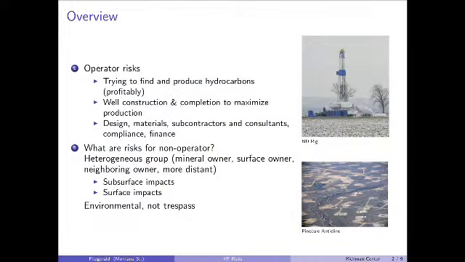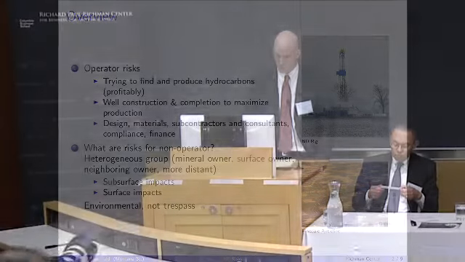As we talk about non-operators, we're talking about a much more heterogeneous group of people. Sometimes it's a royalty owner. Sometimes it's just a surface owner who doesn't own the mineral rights; you've got a split estate situation. It may be someone who's downstream or in the next county over who's concerned about the impacts. So I'm going to try to talk about two different types of impacts, subsurface impacts and surface impacts, which are different in terms of their verification costs. And I'll leave the air impacts and trespass for somebody else.